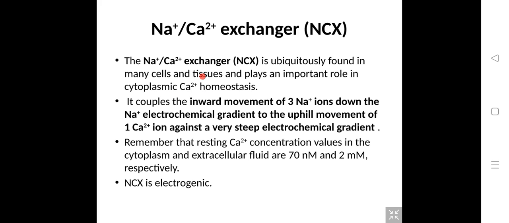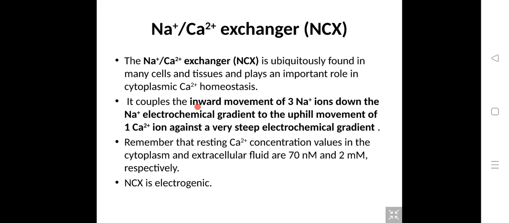Remember, we've already met a very important role for calcium in the release of vesicular contents, which have come from the Golgi apparatus. So the balance of the amount of calcium is so important that it needs homeostatic control, and this function is performed by the sodium-calcium exchanger. So what does it do?